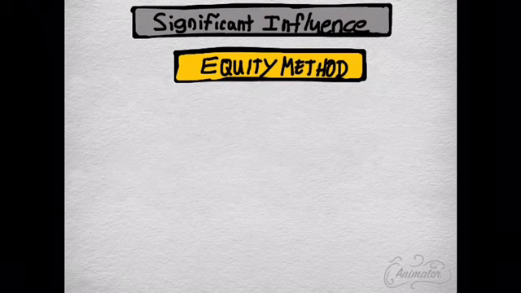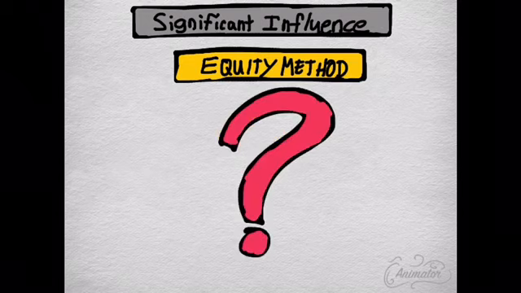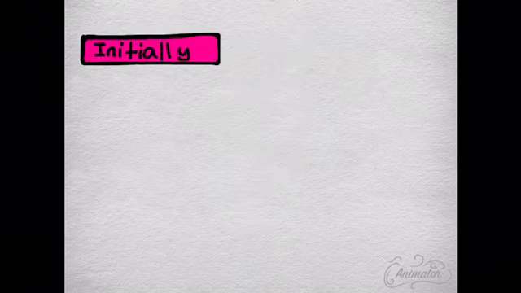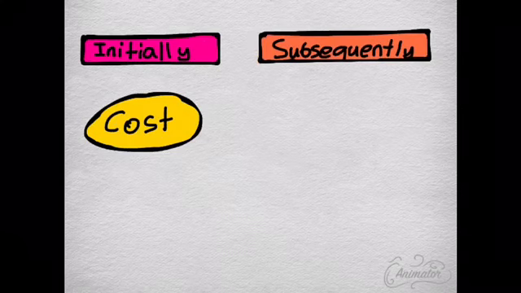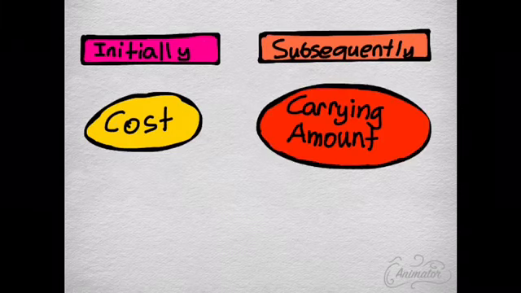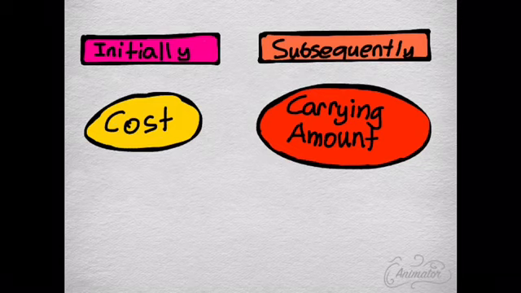So when we say significant influence, we would always measure it using the equity method. Not fair value method, not cost method, but equity method. So initially, we would measure it at cost. And subsequently, when we say subsequently, it could be next month, it could mean next year, we would measure it at carrying amount. And this varies as time passes by.